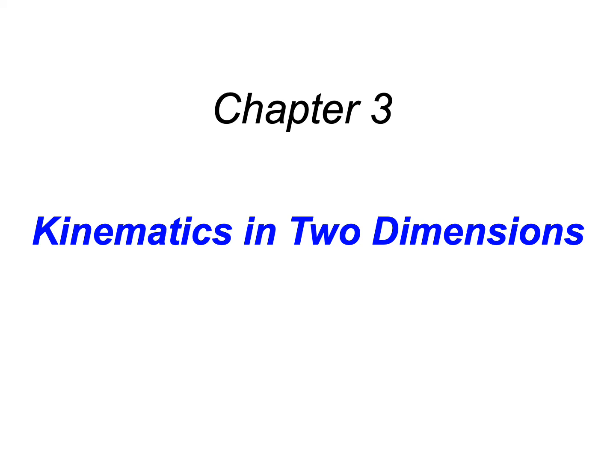Kinematics in two dimensions. In the last chapter, we talked about motion of an object along straight lines, or one dimension. In this chapter, we are talking about objects moving in two dimensions. We're going to add another dimension in this chapter. So, for example, it can be motion of objects on a plane. Plane means it has two dimensions.